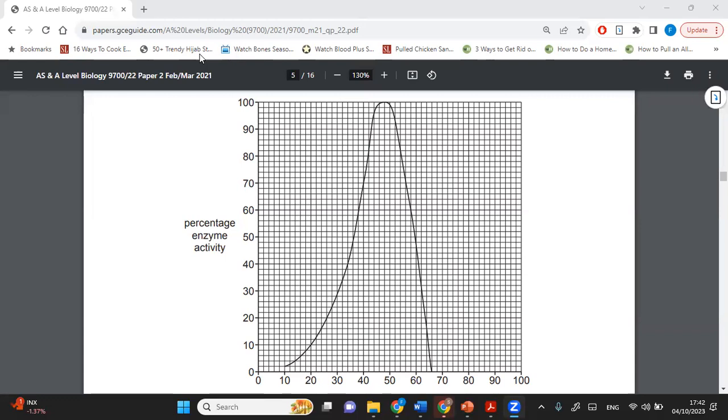Okay, let's discuss how we should answer it. In questions like these, the first thing you want to do is start with a small description, not a detailed description, about what we can see in the graph. What do we see in the graph? What do you guys think? What should I say? What happens as the temperature increases? What's happening to the enzyme activity?